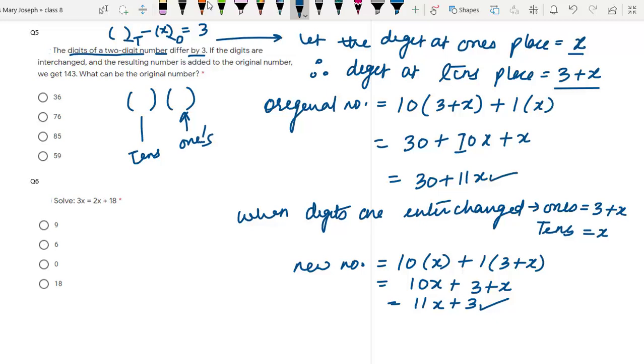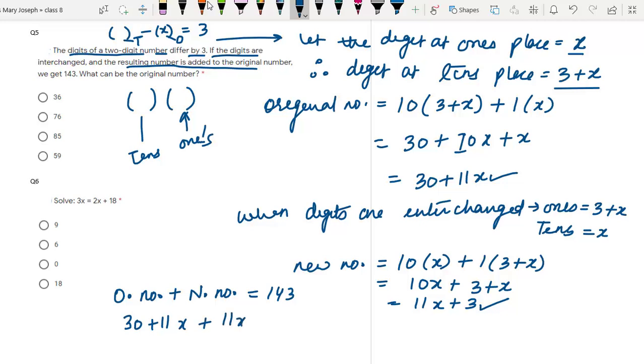Now what they are saying is the sum, that is saying, okay, if the digits are interchanged and the resulting number is added to the original number, we get 143. So equation is original number plus new number is equal to how much? 143. This is the equation. So original number is 30 plus 11x, new number is 11x plus 3 is equal to 143. Now just solve this equation and you will get the value of x.